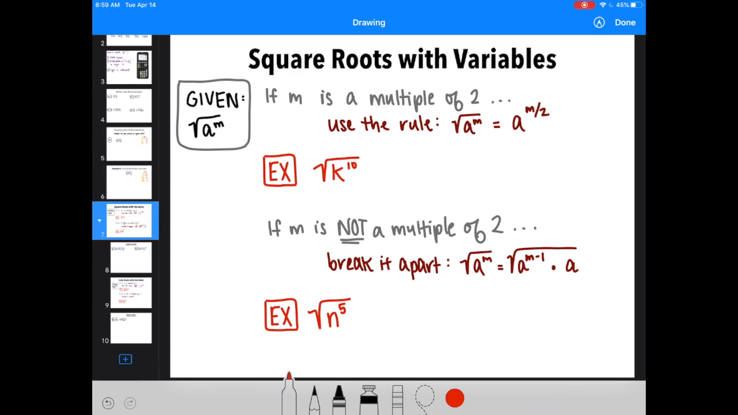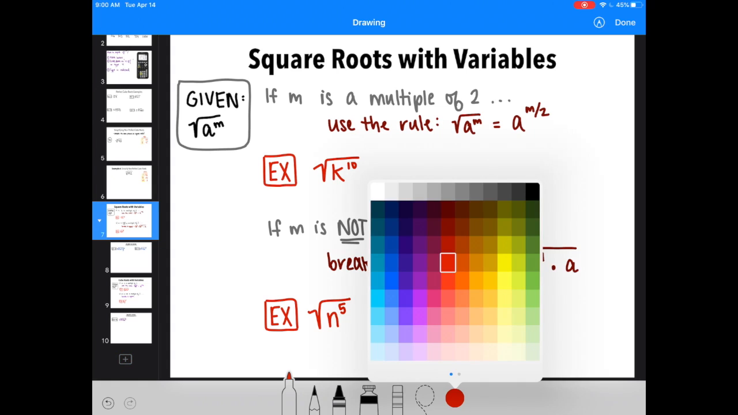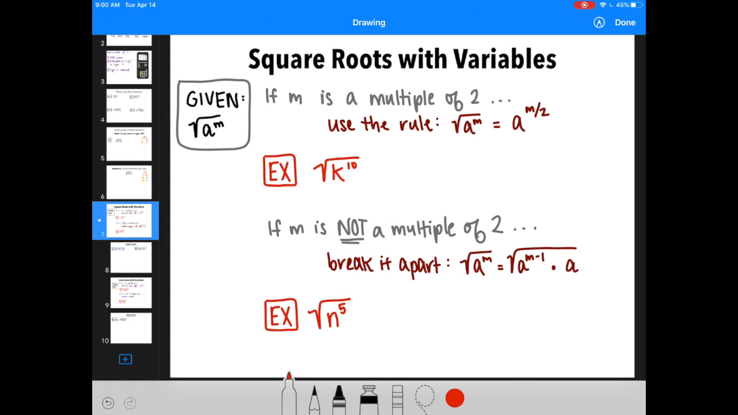Given that I have a variable of a raised to the m power, if my exponent there is a multiple of 2, I am going to divide that exponent value by 2. So, for example, I have k raised to the 10th power with a radical underneath it. I am going to divide that exponent by 2. So what's 10 divided by 2? Well, that's 5. I'm going to get rid of my radical, and my answer will be k raised to the 5th power. Isn't that nice and handy?